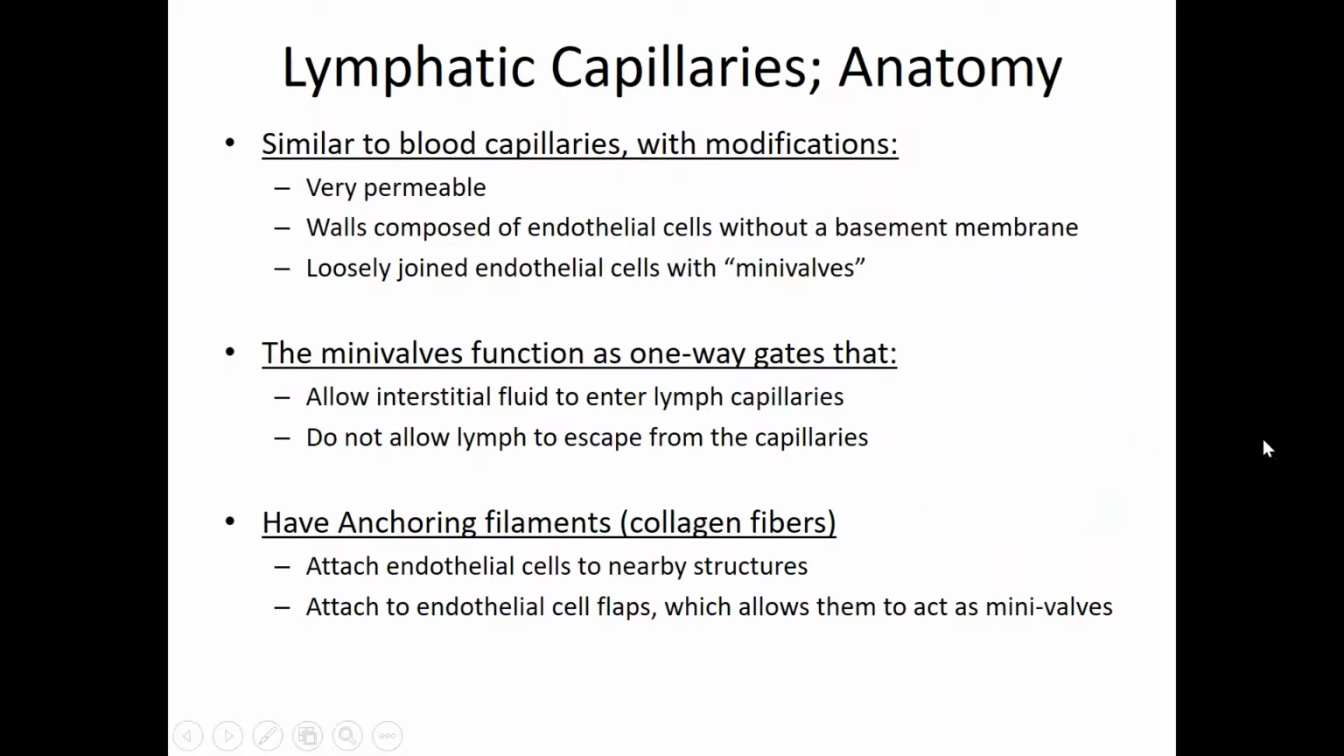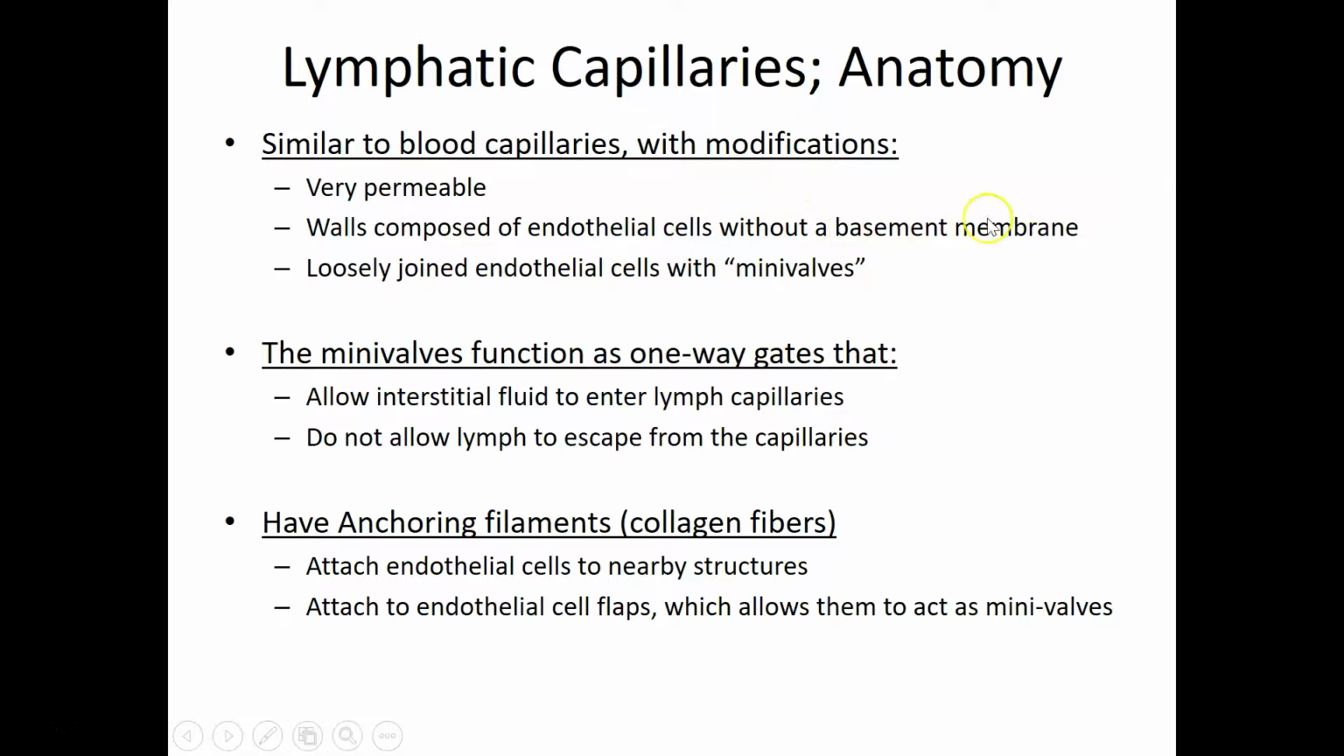So this slide summarizes lymphatic capillaries, key features of their anatomy, and how they work. Like I mentioned before, they're similar to blood capillaries. They have a single layer of endothelial cells in their wall. However, lymphatic capillaries are extremely permeable, and they allow a large volume of fluid and even some particles into the capillary. The endothelial cells of lymphatic capillaries do not have an outer covering, a basement membrane, like blood capillaries do.